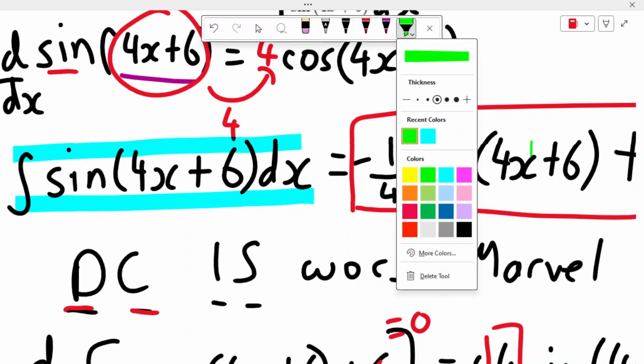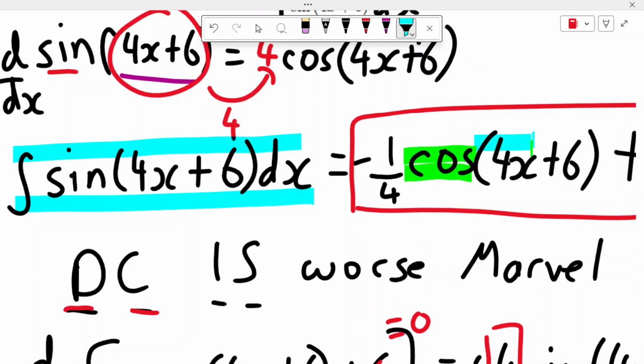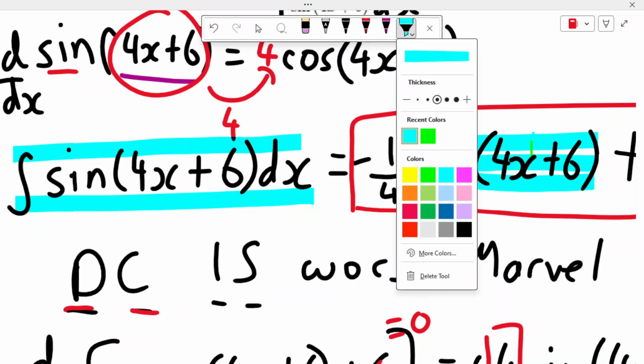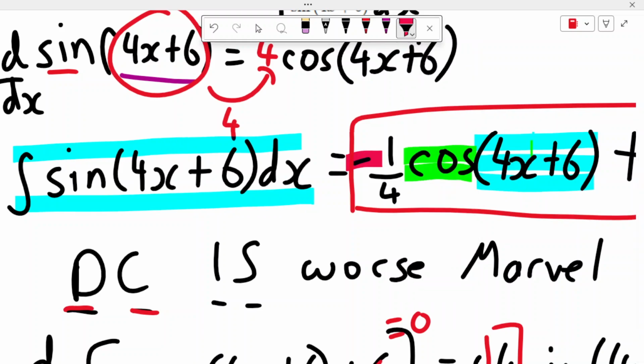Second step is we just keep the brackets the same. Third step is what is our minus sign, or what's our sign there? And I guess there's 5 steps really. But the other one is we've got our plus C.